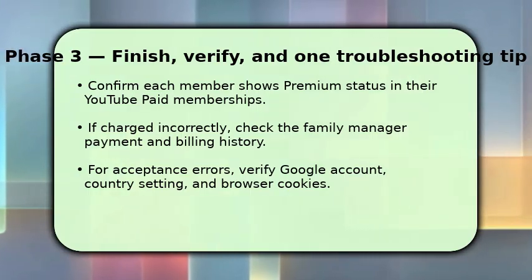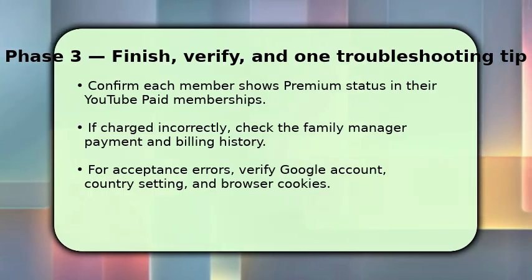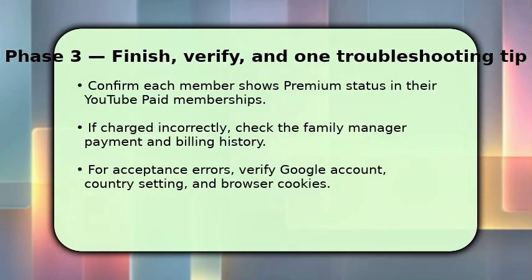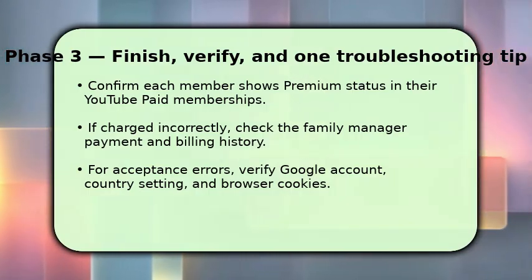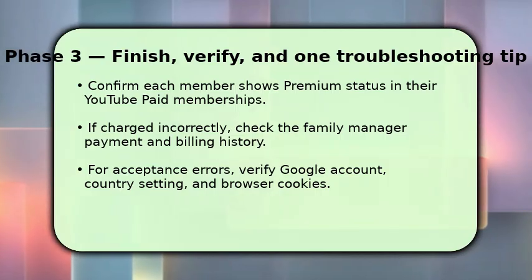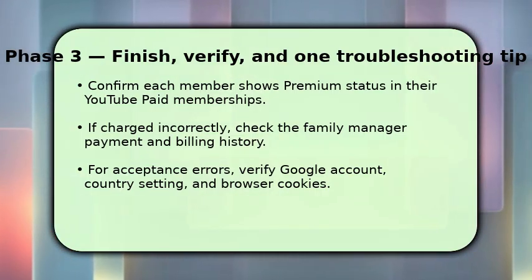For billing issues, review the family manager's Google Payment Center and recent charges. Refunds or changes go through that account. If invites fail, clear browser cookies, use incognito, or check country settings. These steps resolve most acceptance and verification errors quickly.